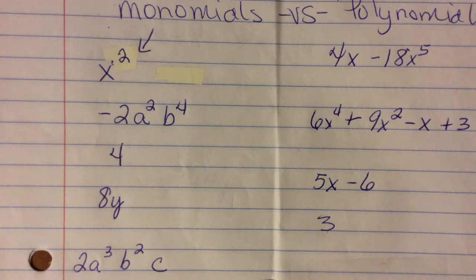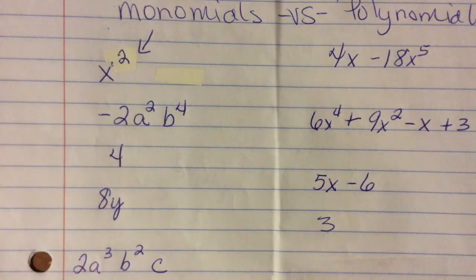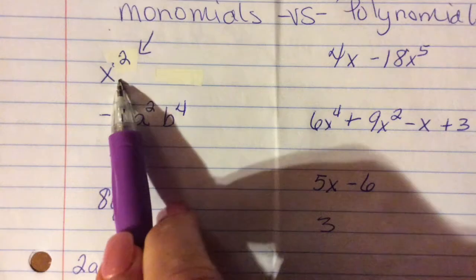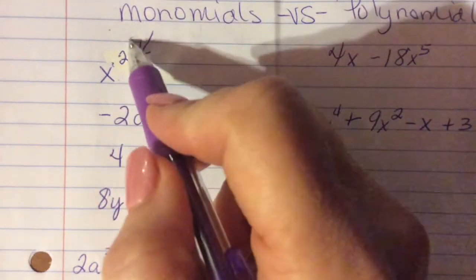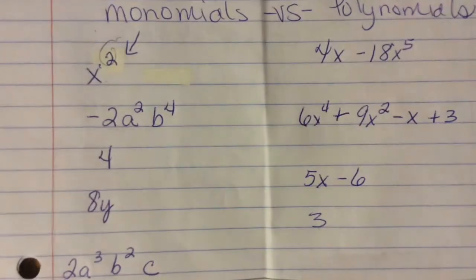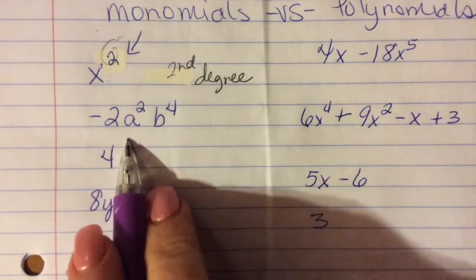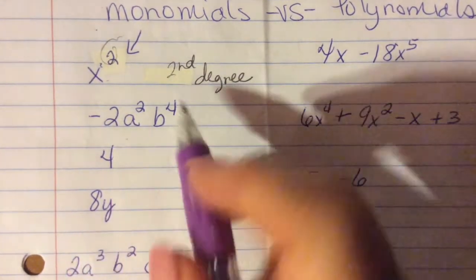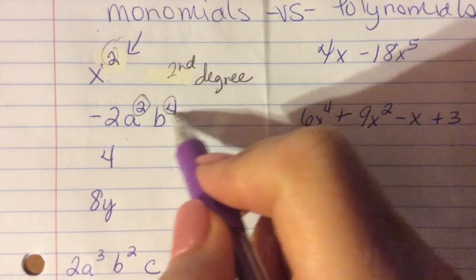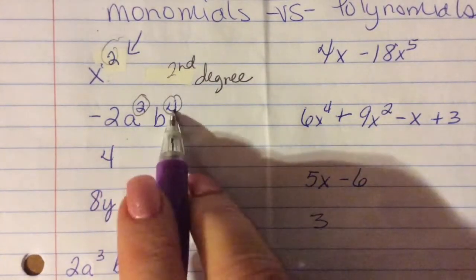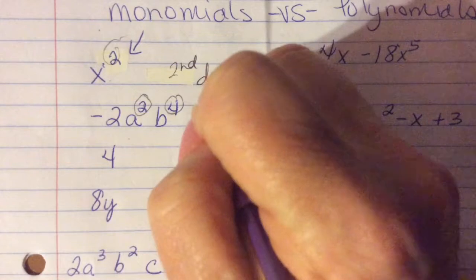To determine the degree, you look at the degrees, or those powers, associated with your variables or the numbers. For this one, we only have a 2, so this one is to the 2nd degree. For this one, you have a 2 and a 4, so you add them together, 2 plus 4. This one is to the 6th degree.